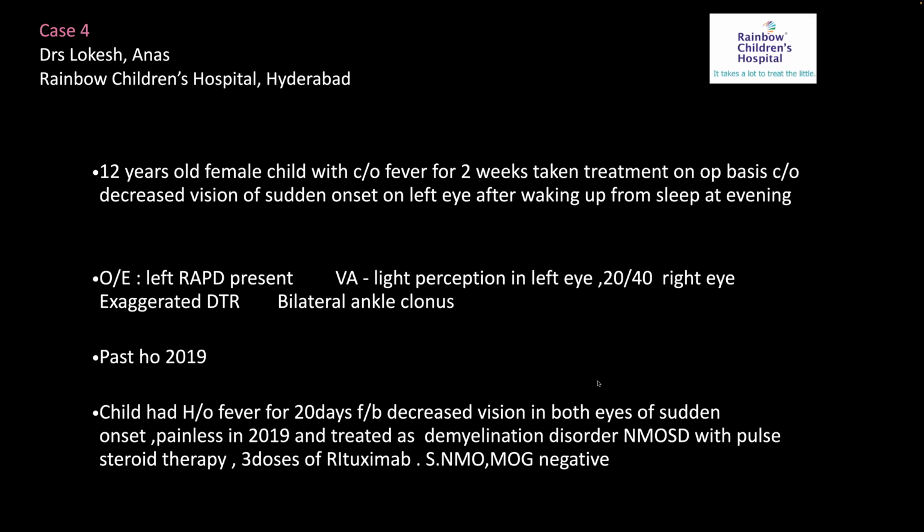In 2019, she had a similar history of fever for almost 20 days, followed by decreased vision in both the eyes, painless vision loss. So we don't have the MRI films, but reporting is available. It was treated as a demyelinating disorder, but the NMO and MOG were negative. She also received 3 doses of rituximab, and then she was lost to follow-up.